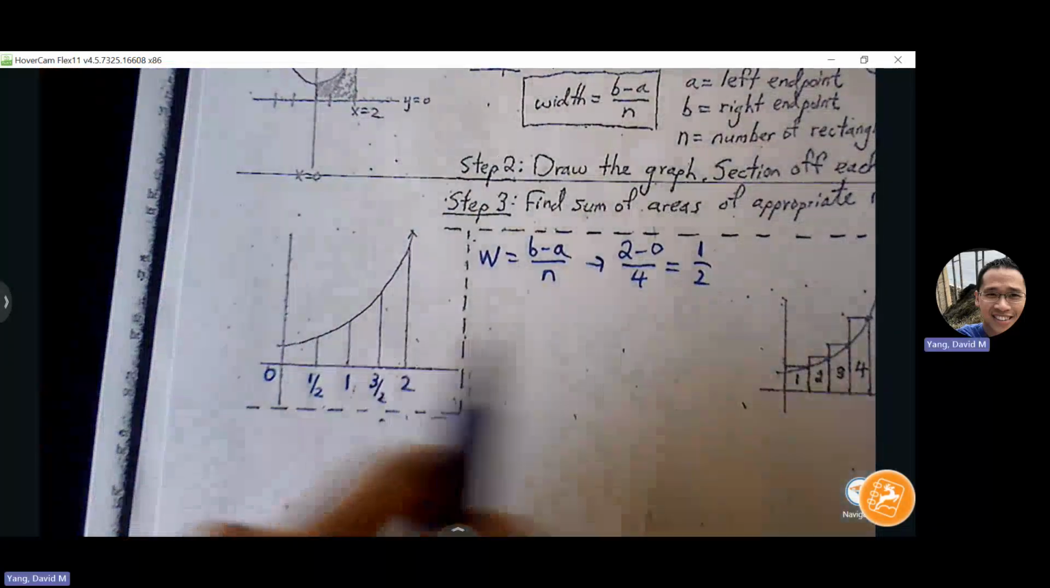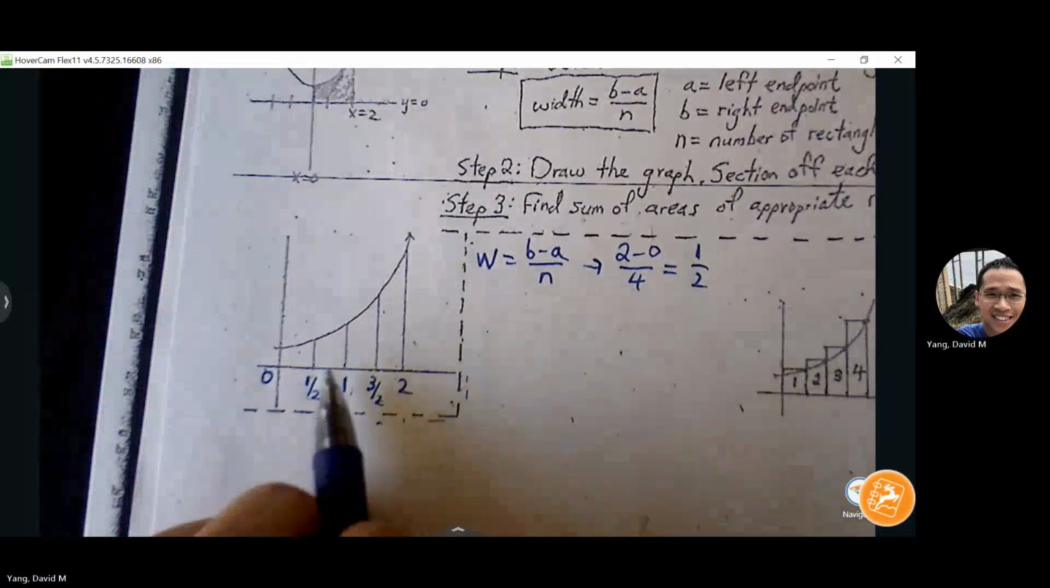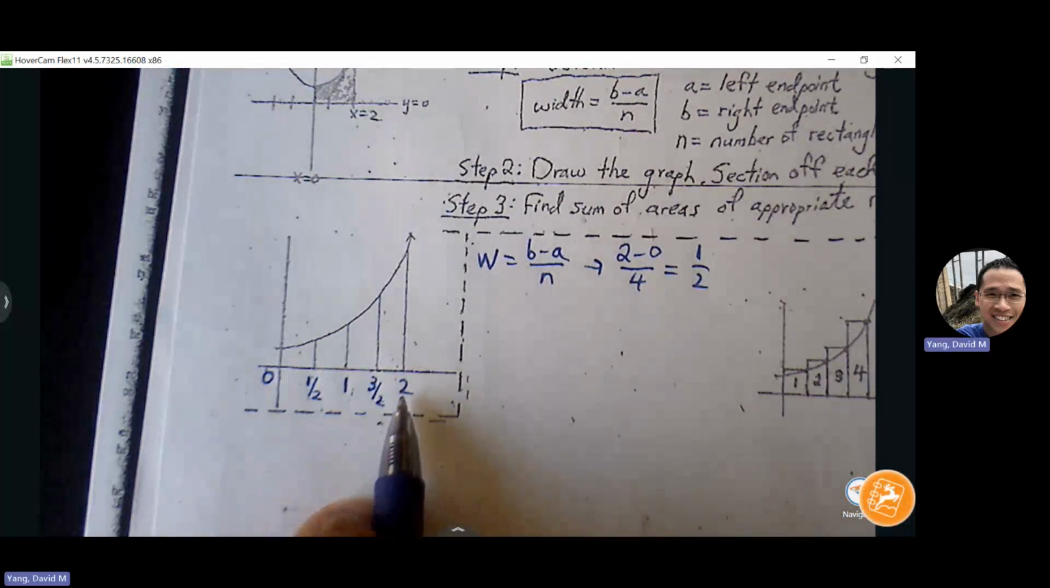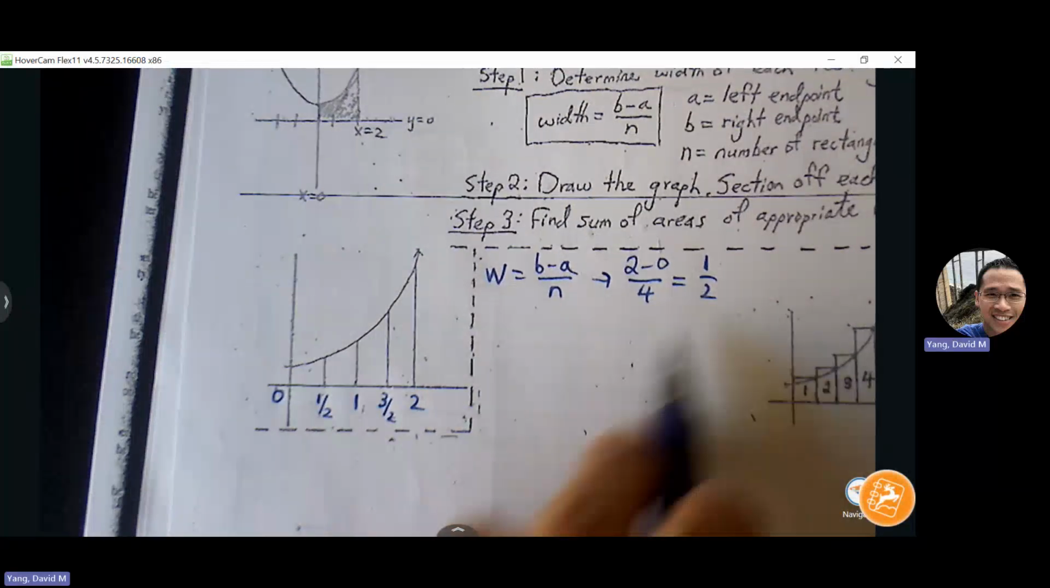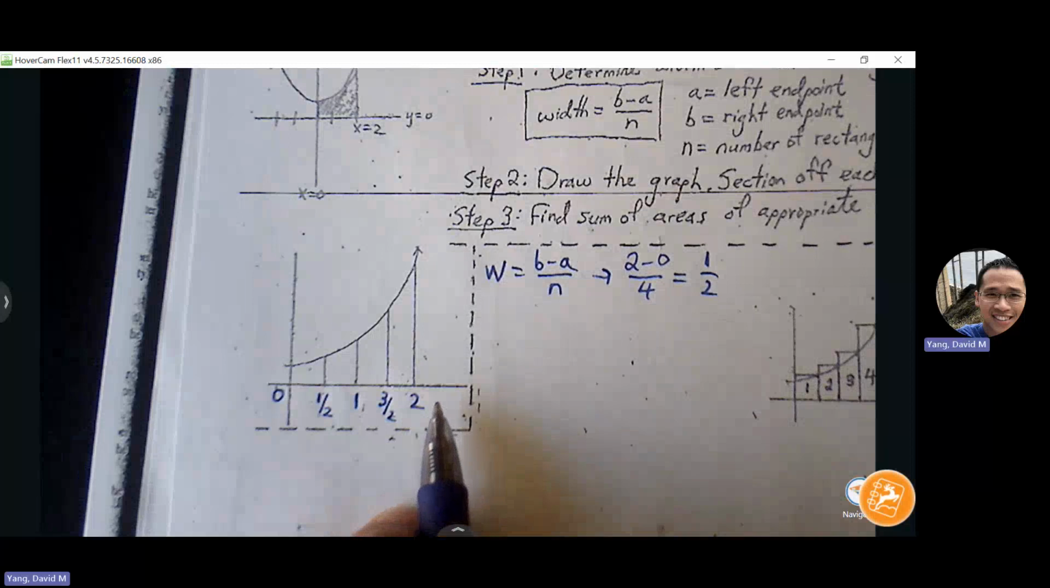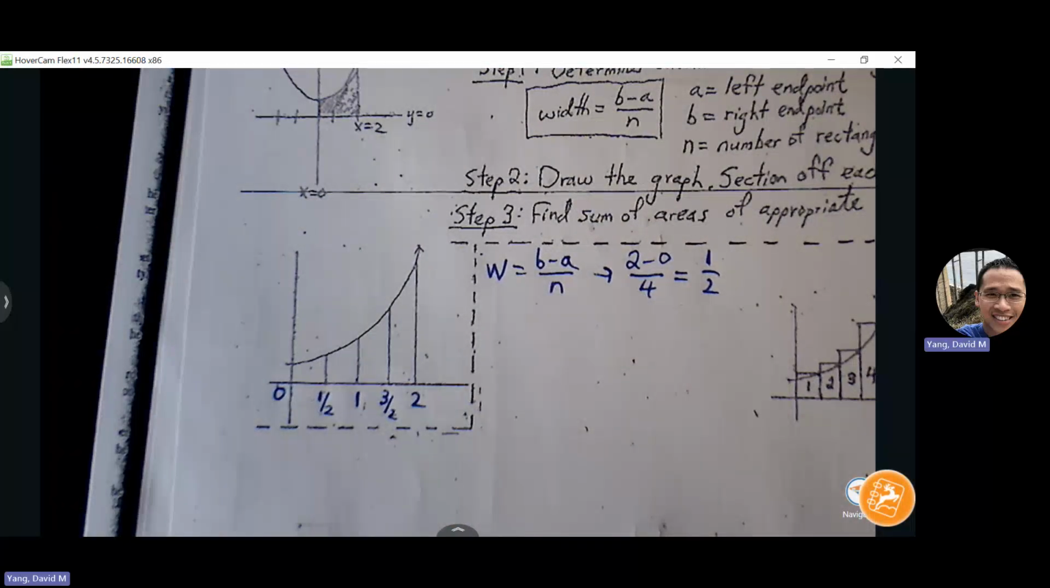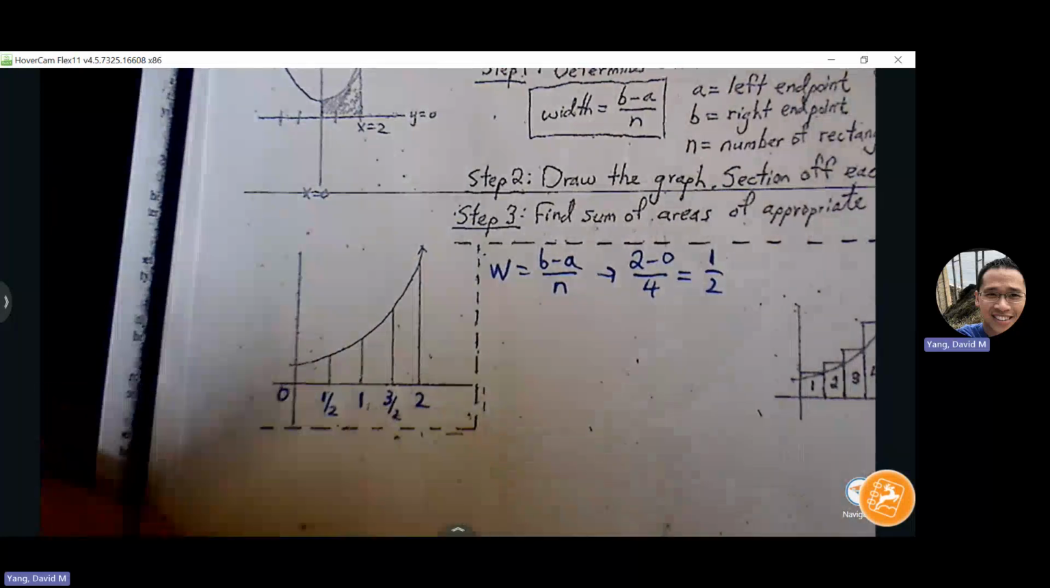So if I add my width correctly, then I should be able to end up at my right endpoint. If you somehow get the wrong width, or if you add incorrectly, and you're not able to reach this point, then something went wrong. So you should be able to start at the left endpoint, add the width, and eventually reach exactly your right endpoint.